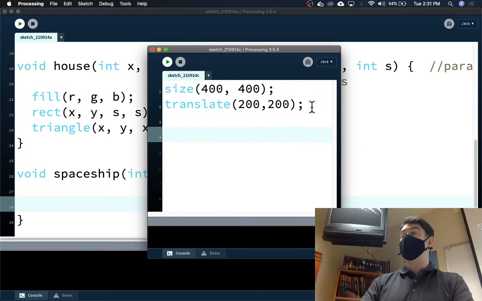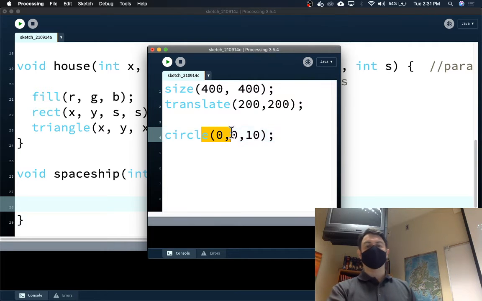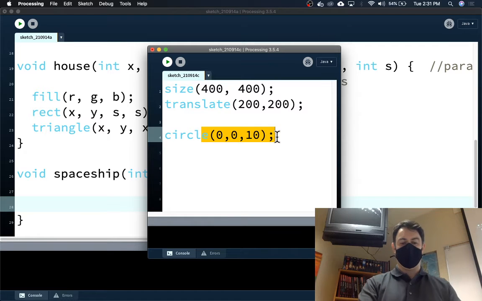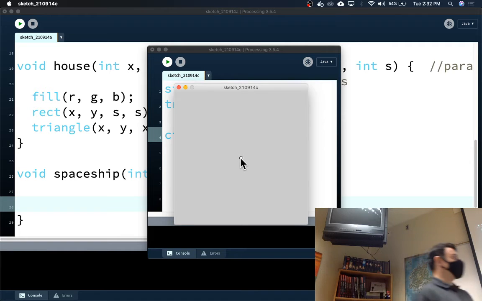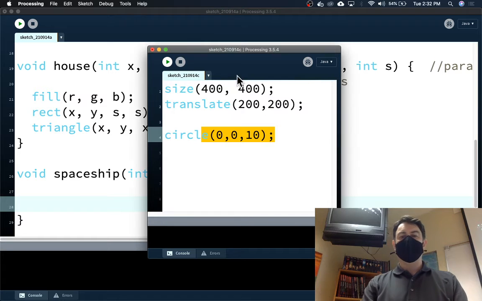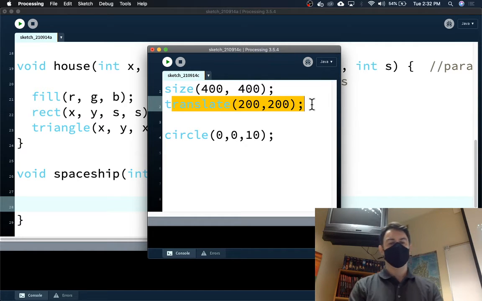So let me show you what has changed. If I say circle 0, 0, and maybe make it like 10 wide, that is now going to be drawn in the center of our screen. There it is. There's our 0, 0. And if I draw negative x coordinates, they'll be drawn over here. If I draw negative y coordinates, they'll be drawn up there. So now I can plan my drawing around this 0, 0. So I can see my spaceship and draw it and make things work a little bit easier for us. So that's what translate does. Translate moves the origin to a new place, which is kind of cool, I think.